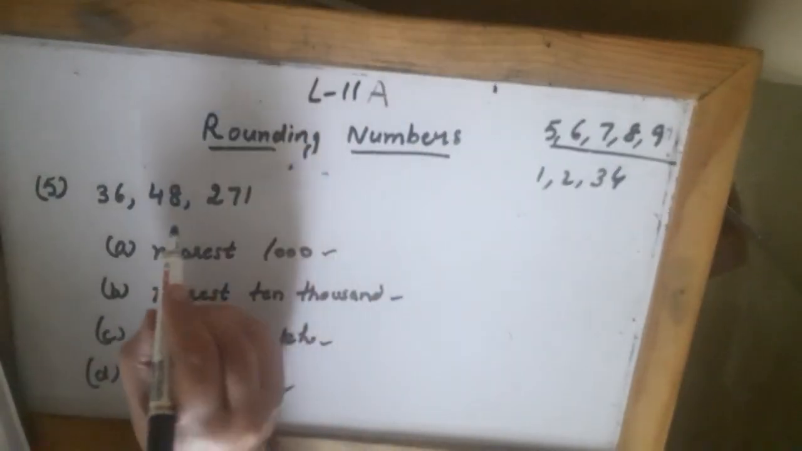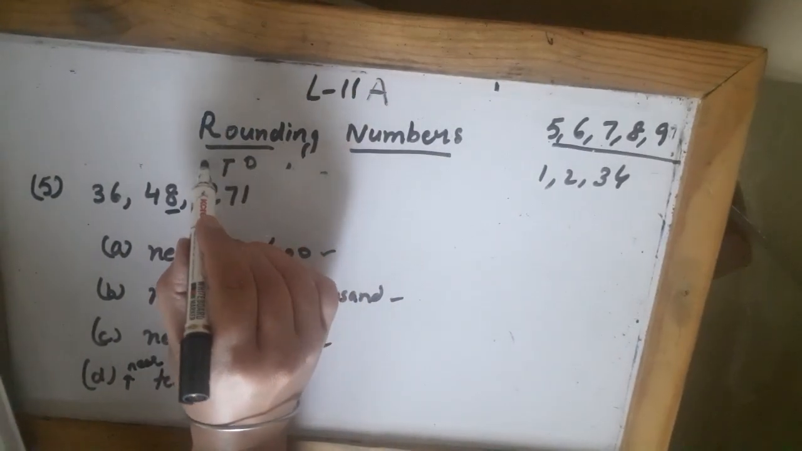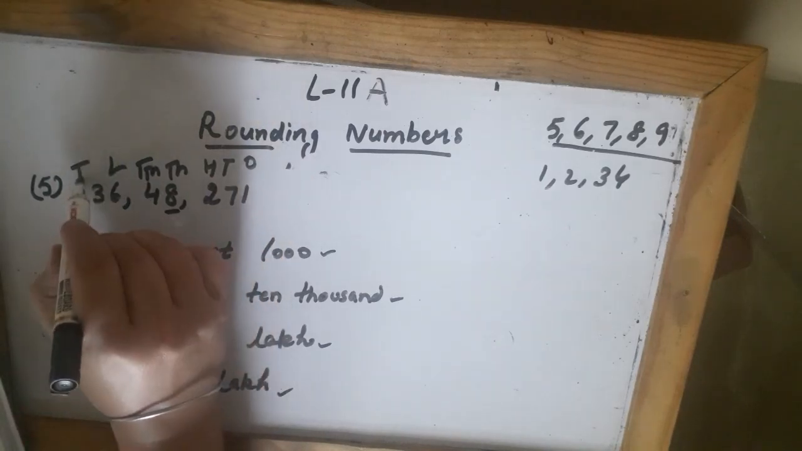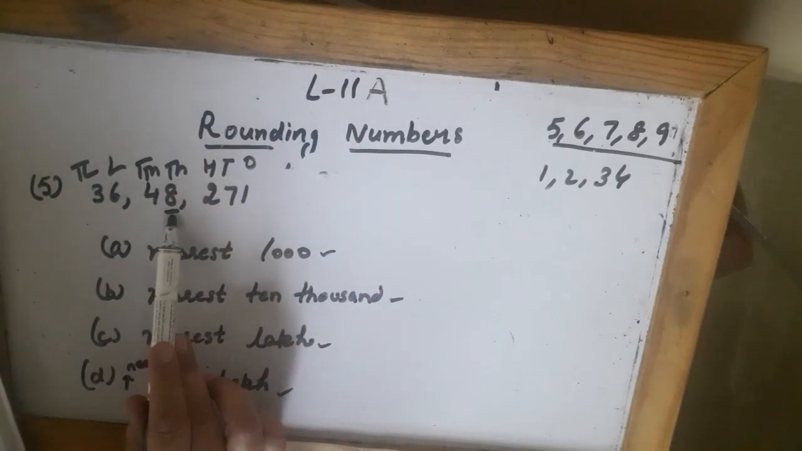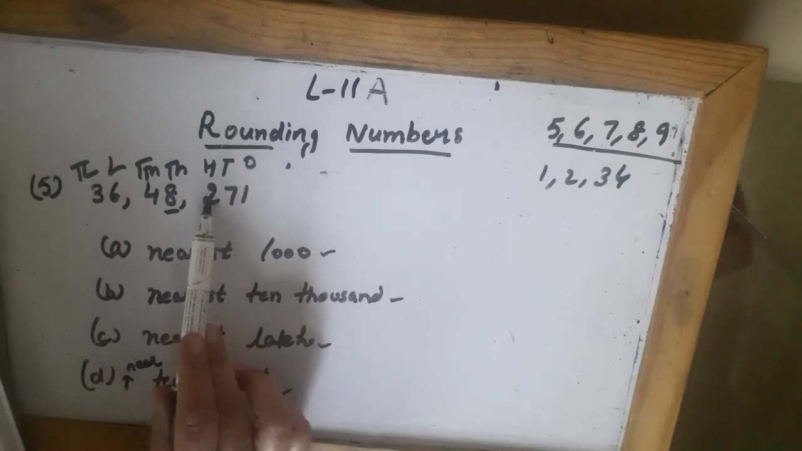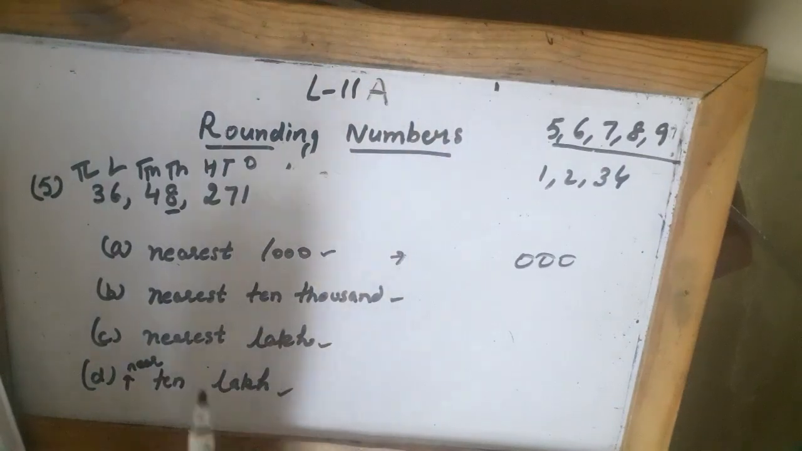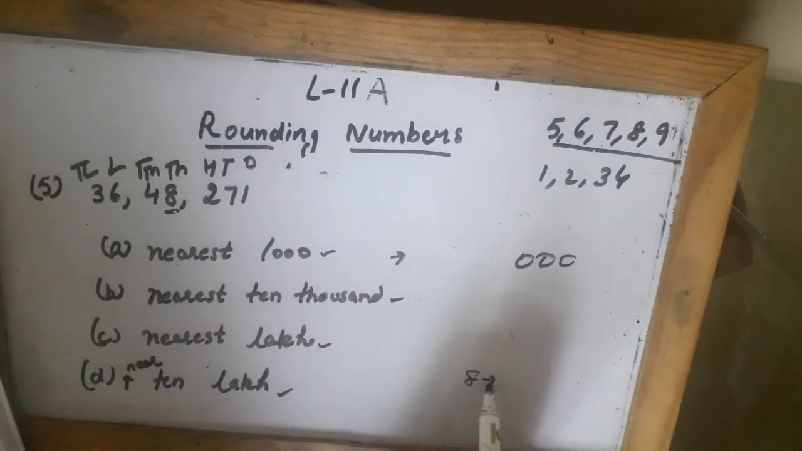So first of all, I'll mark the thousands place because I have to round to the nearest thousand. This is ones, tens, hundred, thousand, 10,000, lakh and 10 lakh. So I have to round off to near thousand. So I have underlined the digit at the thousands place. Now the digits at the ones, tens and hundreds place will become 0, 0, 0. Now I have to decide about the thousands place. Either it will change into 9, 8 ka 9 ho jayega, ya 8 will remain as it is 8.